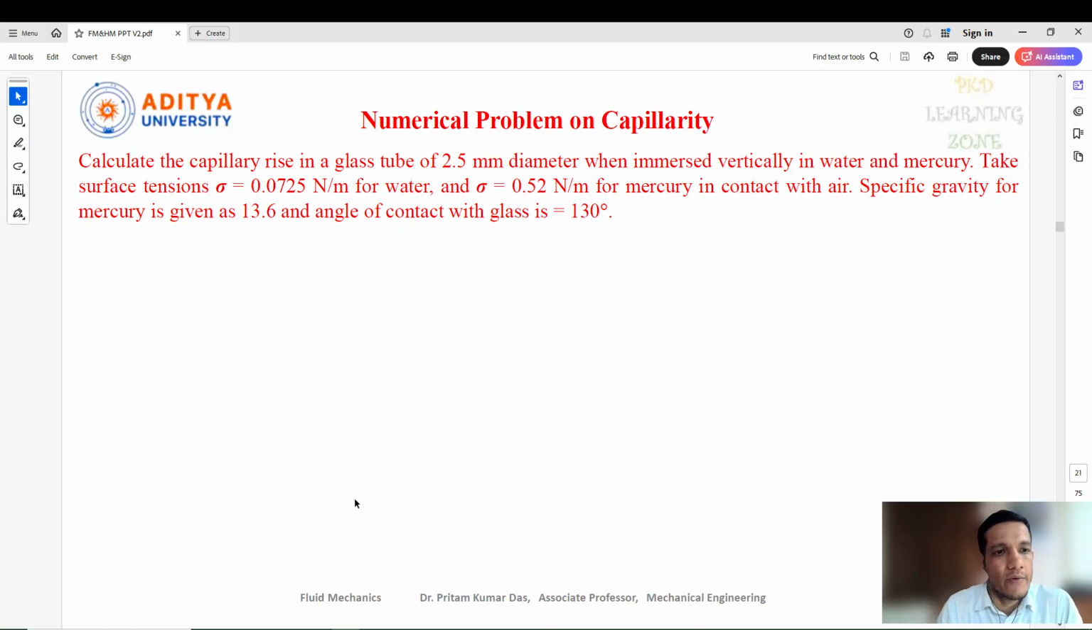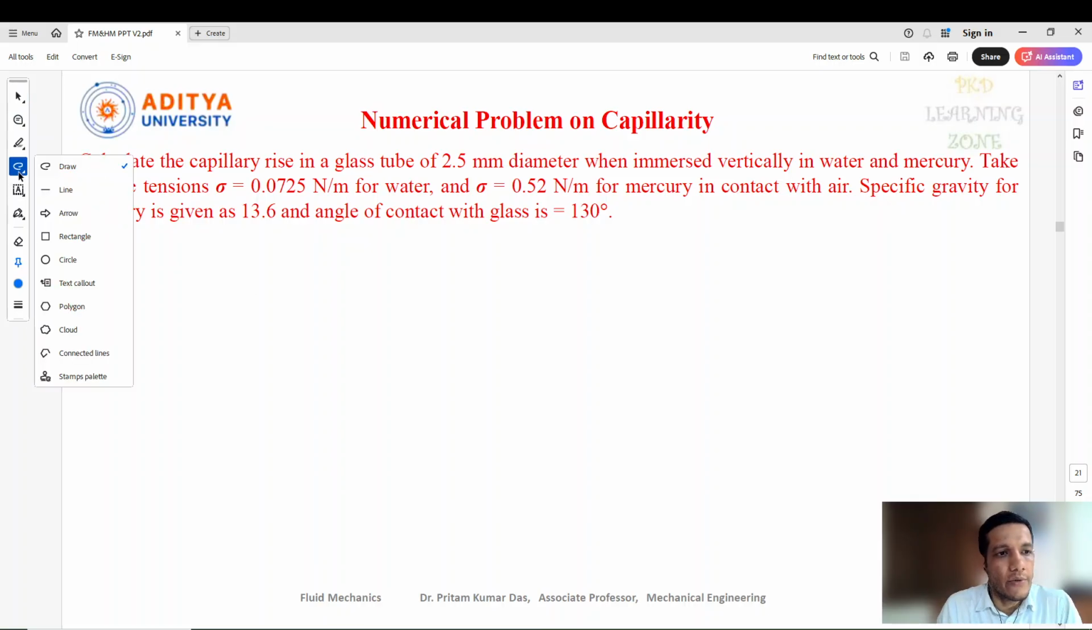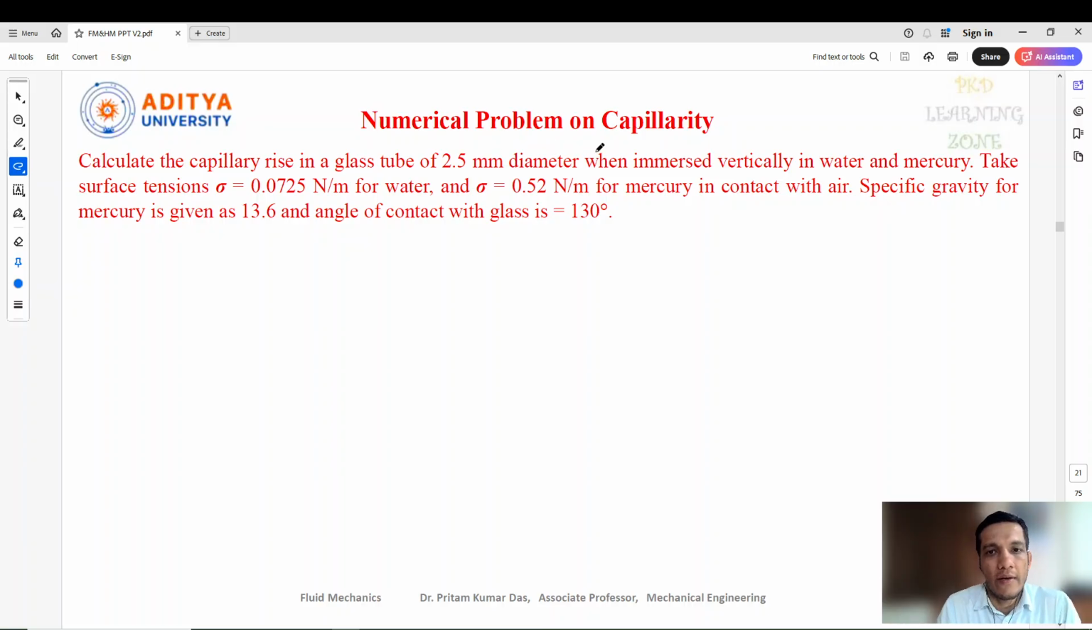In this lecture, we'll discuss some problems related to capillarity. In our previous video, we discussed the theory part of capillarity, the capillary rise and capillary fall, and we derived some equations related to them. So based on that concept, let's solve some problems related to capillarity.